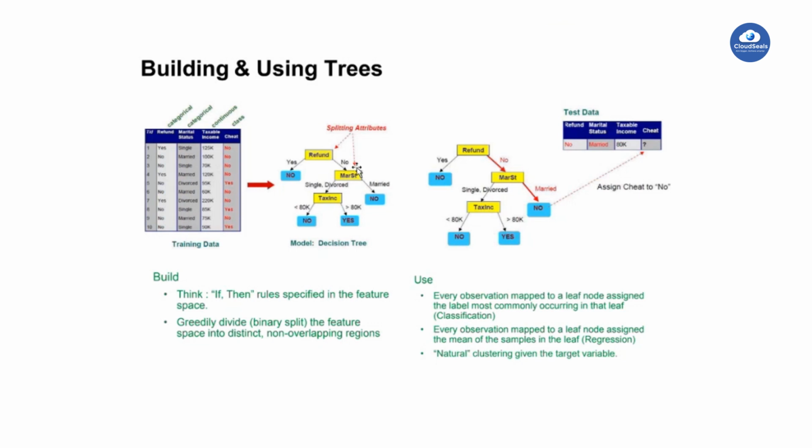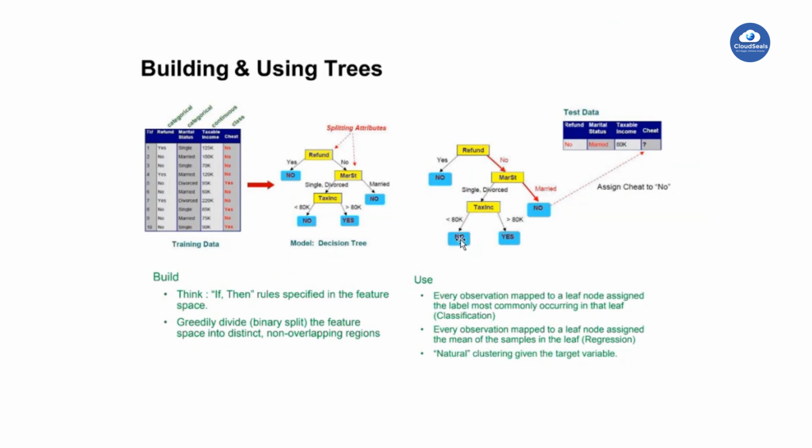Let's see how we are splitting attributes like this. Refund is no and marital status is married: then cheat is no. Refund is no, marital status is single or divorced, and taxable income is greater than 80k: that means yes. If the income is less than 80k, that is no.